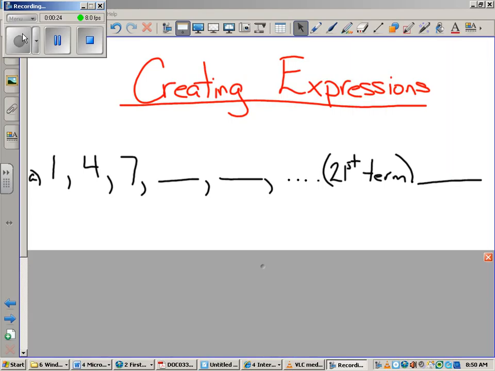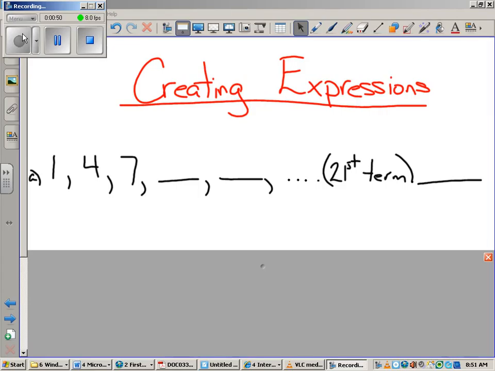So anyhow, we have this pattern of 1, 4, 7. I've left 2 blanks because I want you to continue the pattern with 2 more numbers. And then these dots represent that we skipped a bunch of numbers, and I'm going to look for the 21st term when I'm done. So what I'd like to do first is figure out what the 2 blanks are after the 7. We have to continue this pattern.